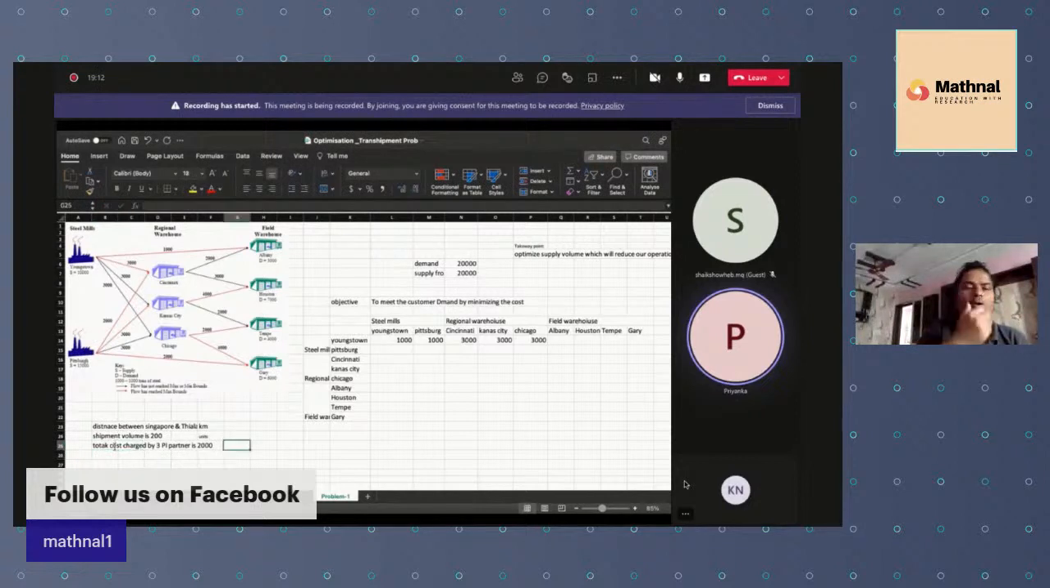Now we have $2,000 US, right? So we have these three pieces of information. Now, the objective is to find cost per unit per kilometer.